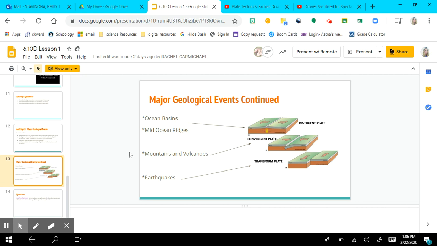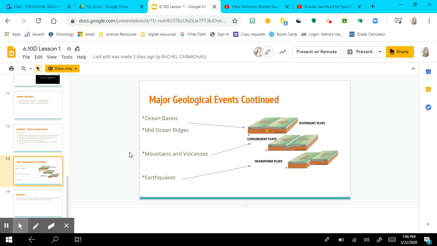At divergent plates, ocean basins can be created. Whenever Pangea started to move apart, that's how we got our Atlantic Ocean. Also, mid-ocean ridges are created. That was that big crack all the way down the earth where new ocean crust is being formed. In our convergent plates, mountains and volcanoes are created.